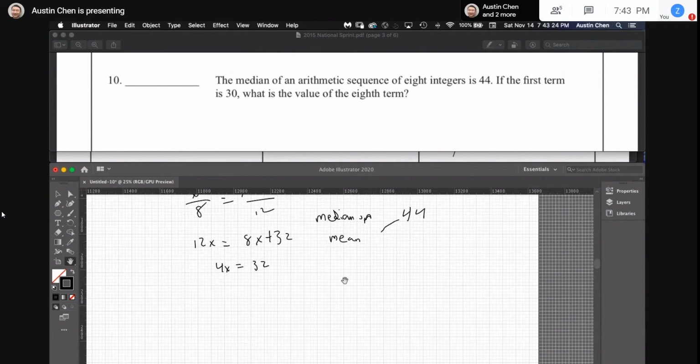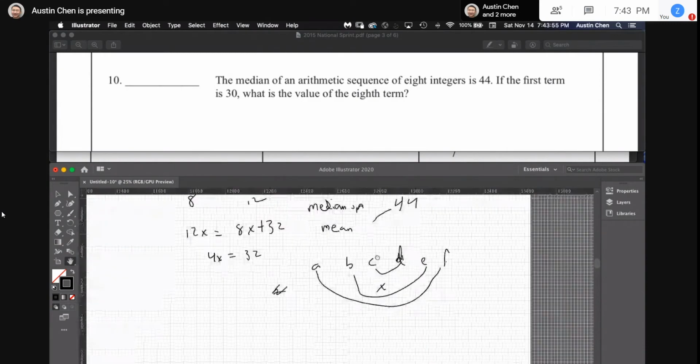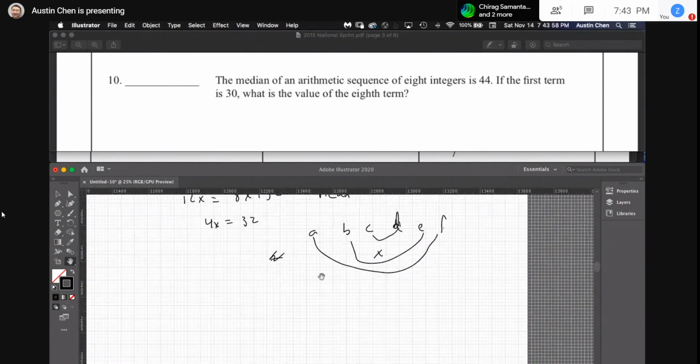Okay, sorry. So let's say you had 6 integers, right? Let's just call them A, B, C, D, E, F. So we have 6 integers, and let's say our mean or median was x, because for an arithmetic sequence, the mean or median is the same. So then every pair of opposite integers, A and F, B and E, and C and D, have to average to x. And this is pretty easy to see because let's say the common difference between all of them was y.